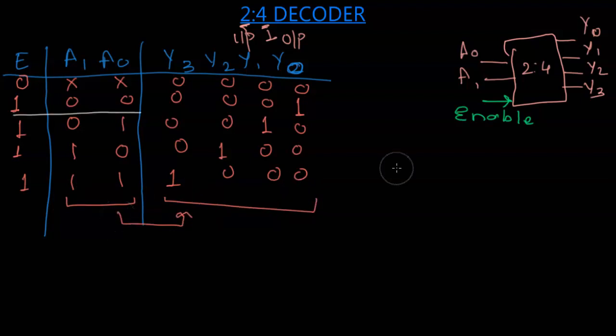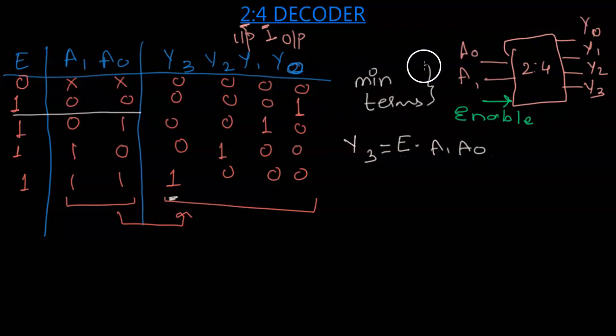Now let us see its equations. So let's first see what Y3 is. Y3 is formed by the combination of enable equal to 1, A1 equal to 1 and A0 equal to 1. So E dot A1 dot A0. Remember, we are using minterms. A decoder follows minterms. Now Y2 is a combination of 1, 0. Again enable is 1.